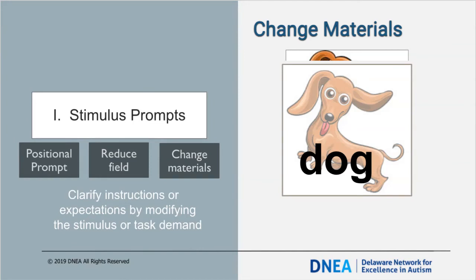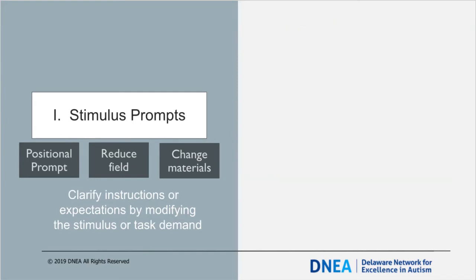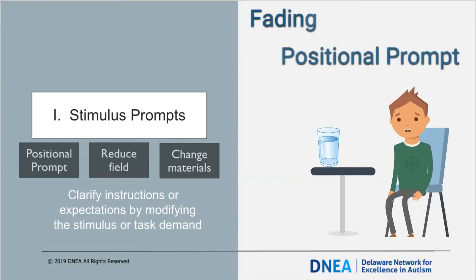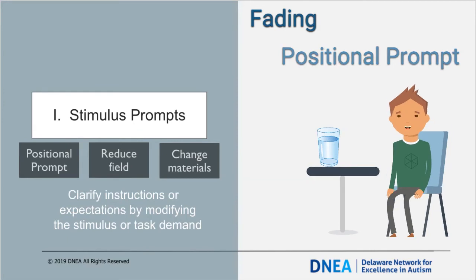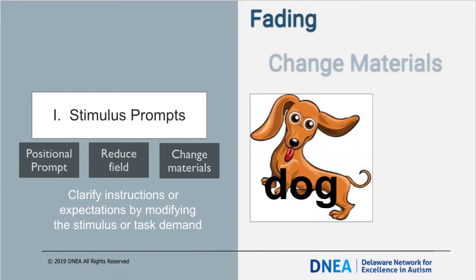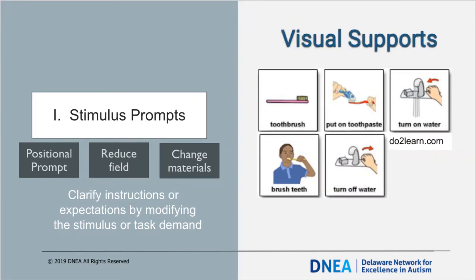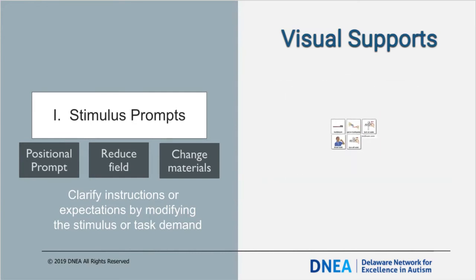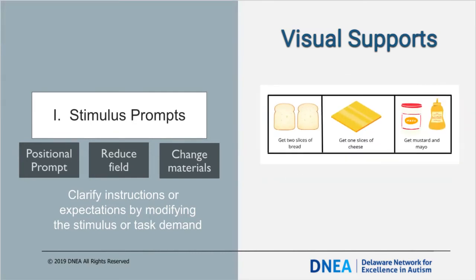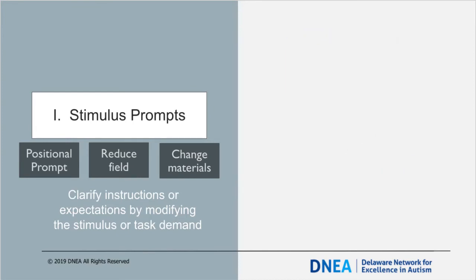When using a stimulus prompt, it is important to have a fading plan to systematically fade the support, as seen in the dog example. This can be slowly moving the item back to its original position, gradually adding more distractions to the field, or systematically fading a visual support. It's important to understand that stimulus prompts are not visual supports, which are considered permanent or semi-permanent materials that a person always has access to.